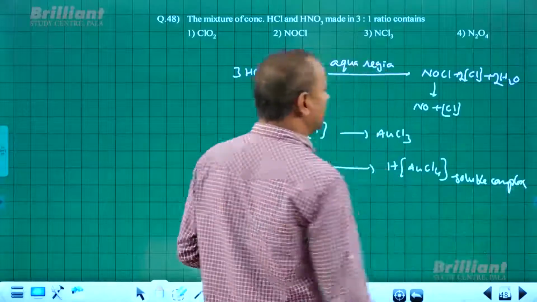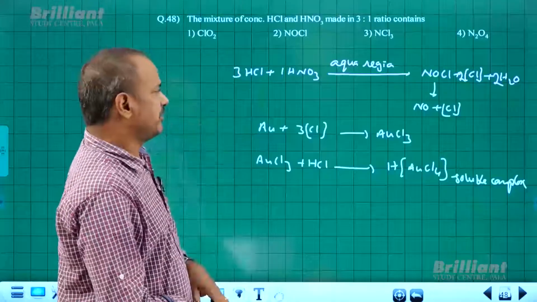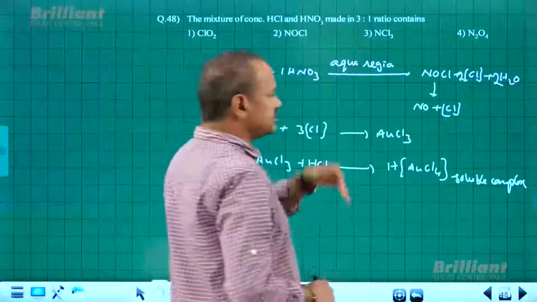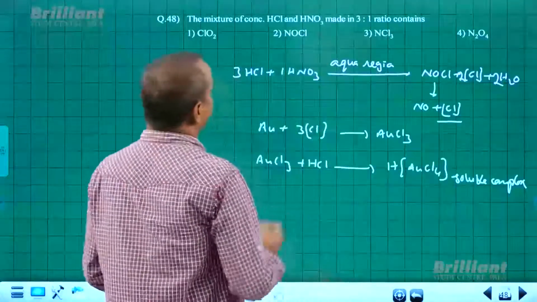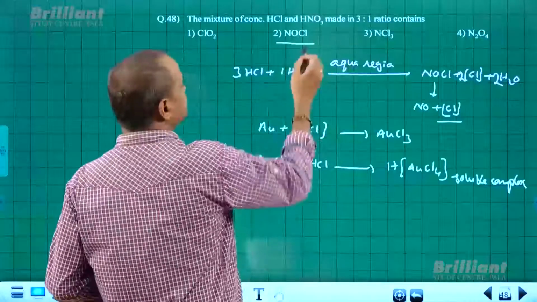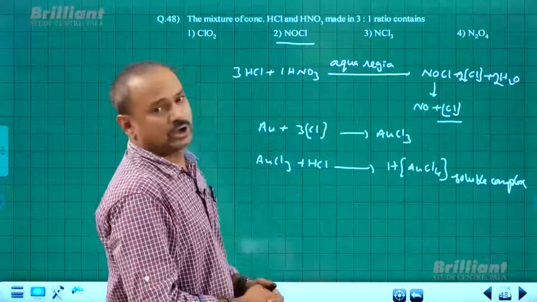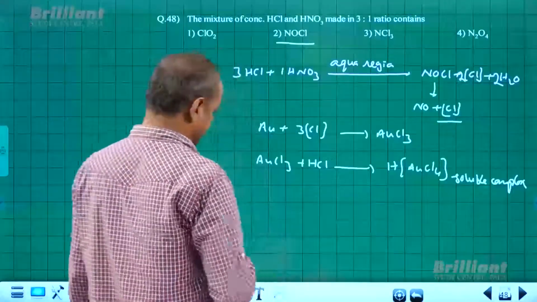This is the mechanism of solubility of gold and platinum, the same type of complex formation. So what is the first compound? NOCl, along with 2 nascent chlorines. NOCl also decomposes to NO plus Cl. The nascent chlorines are responsible. The compound formed as intermediate is NOCl, but the chlorines are nothing but nascent chlorines. So the compound NOCl is the correct one.